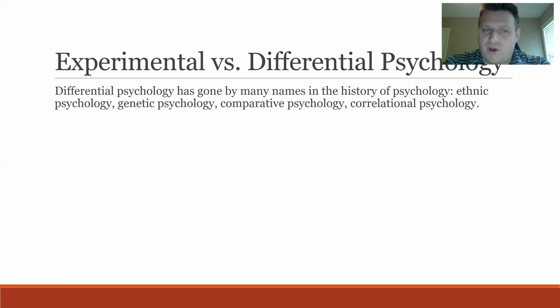G. Stanley Hall would call this genetic psychology, which has nothing to do with genetics, but has to do with individual differences, particularly as people age. Sometimes people use the term comparative psychology to refer to differential psychology. It just depends on the age and the text that we're reading, if it's from the 1930s, if it's from the 1950s, and so forth. But many of these terms mean differential psychology. That's the point that I'm trying to make.